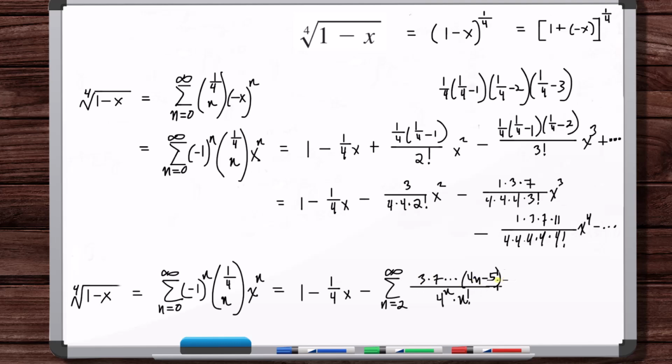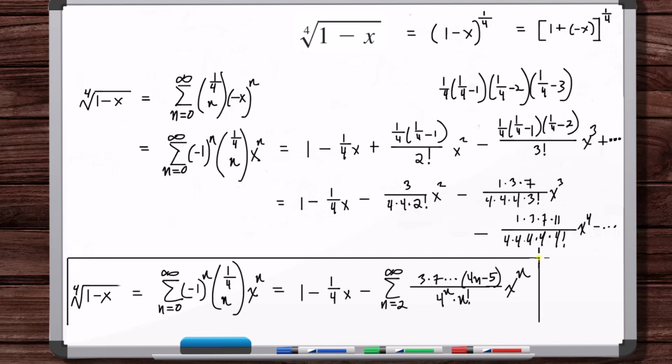So this is just going to be 3. At n is equal to 3, you've got 12, minus 5 is 7. So it's just going to be 3 times 7. Okay, and then times x to the n. Okay, and there you go. There is the Maclaurin series expansion, the power series expansion of the fourth root of 1 minus x.